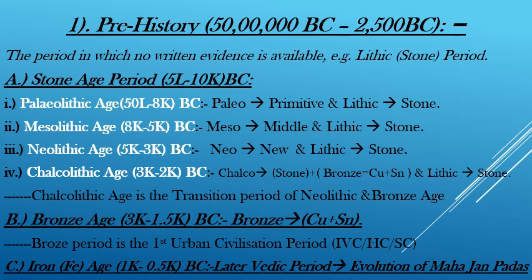Bronze is actually an alloy, which is made up of copper and tin. Alloy means misr dhatu, a combination of two or three metals. The material obtained is called an alloy.